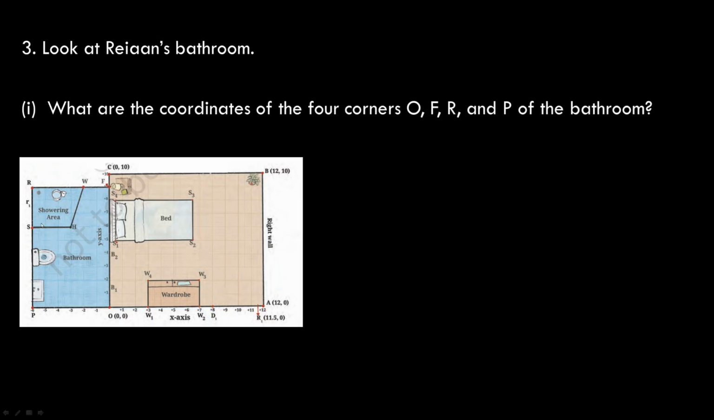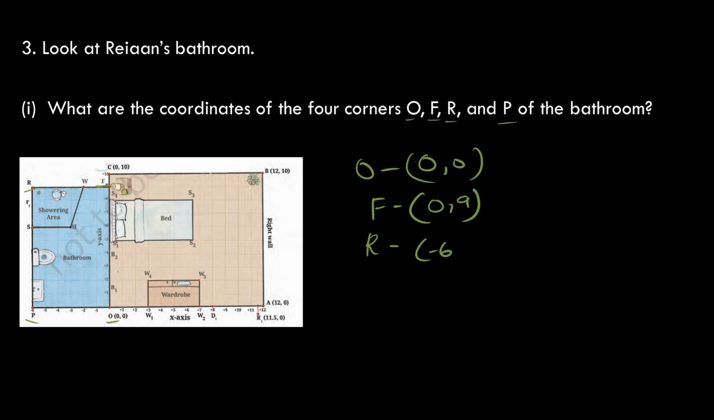Look at Rian's bathroom. This is his bathroom. What are the coordinates of the four corners O, F, R, and P? The coordinates of O is 0, 0. F is 9, 0. R is going to be -6, you can see it from here, and in the y-axis, 9. So -6, 9. And P is this line, so -6, 0. So these will be the coordinates of the points.